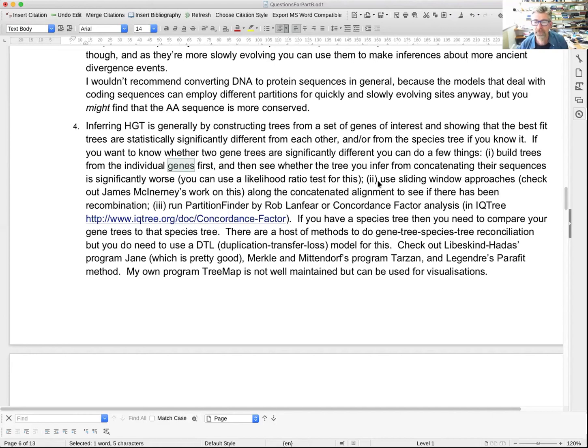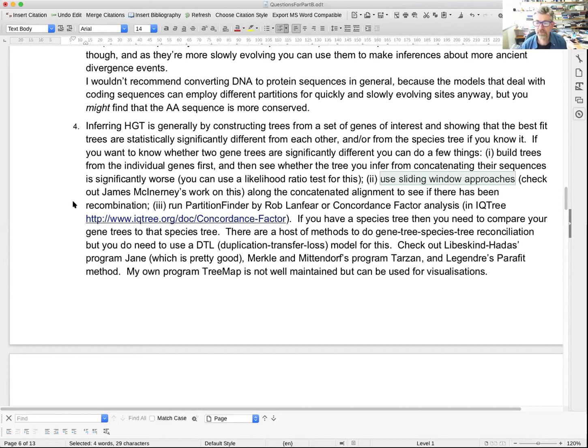So that's one way. Another way is to use a sliding window. If you can imagine, you've got your alignment and you move a sliding window along it, and at each position of that sliding window, you build a tree or look at the phylogenetic signal in that window as you move it along, and then you look for changes. For example, if the sliding window over here says one tree and over here says it's a different tree, then it looks like you've got a change in evolutionary signal, in phylogenetic information, between the positions of those two windows. So somewhere down the middle of them.